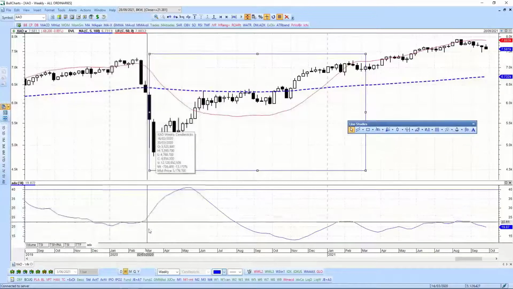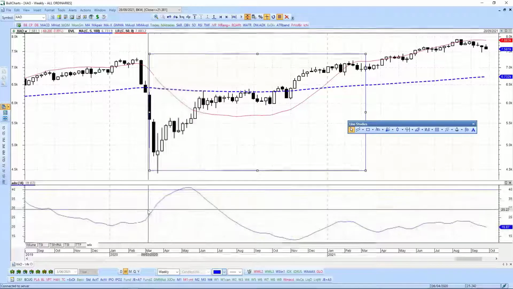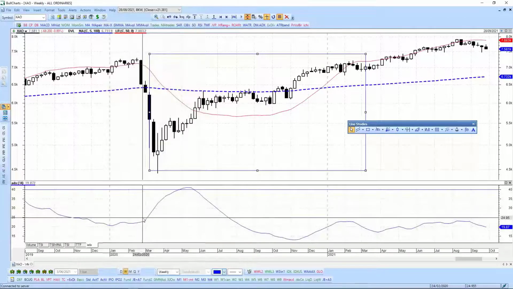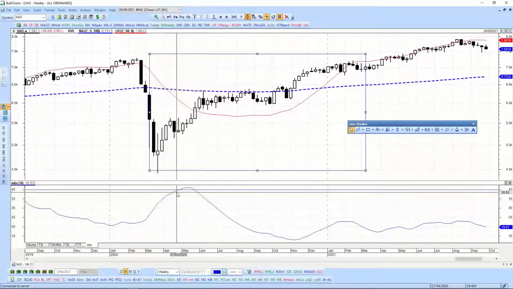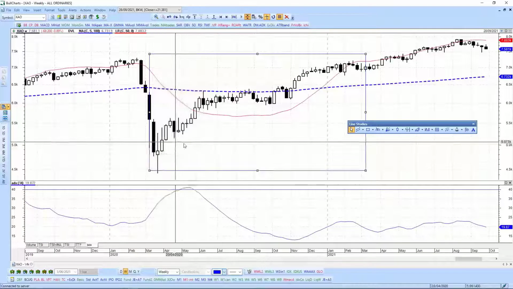Then as the price fell, so ADX rose. Now for those who don't know ADX, Paul has said in the chat, readings below 20, low strength, above 40, strong. Yes, and we need to remember that it doesn't tell us which way the trend is going, up or down. It's simply telling us the strength of the trend. So this ramp up here in March of last year of the ADX was a reflection of the strong downtrend of the index at that point in time.